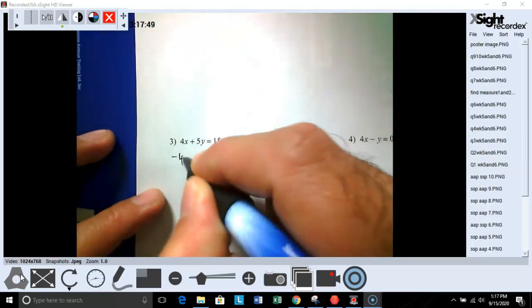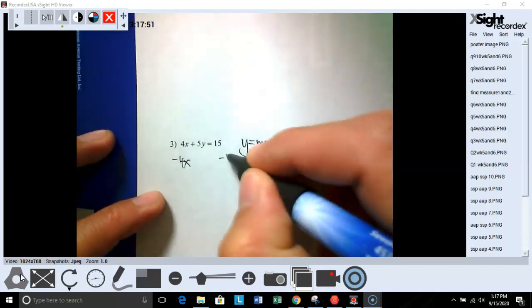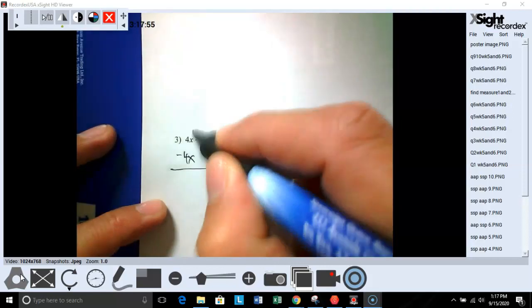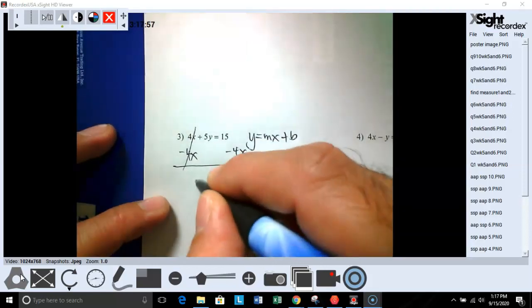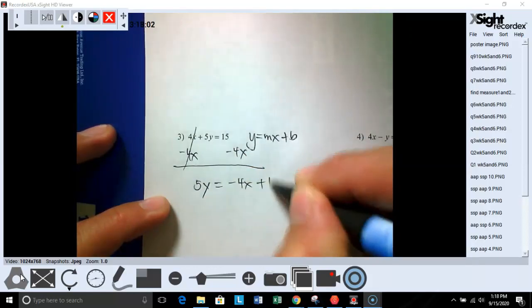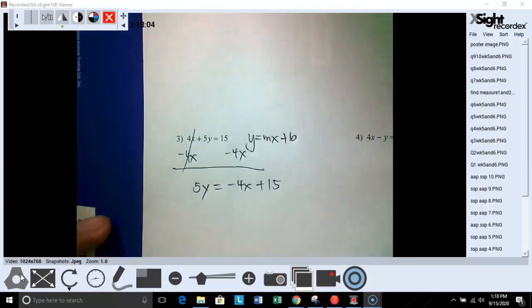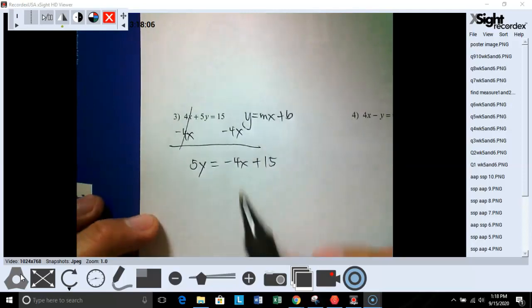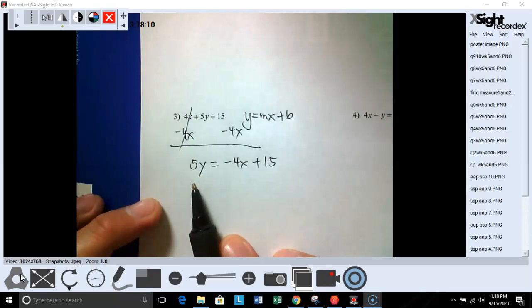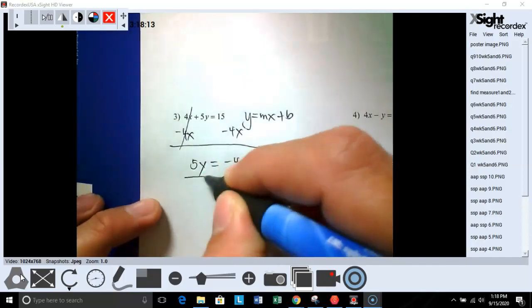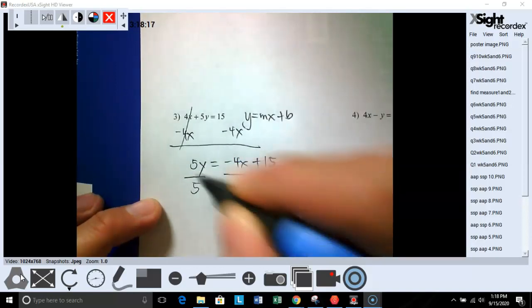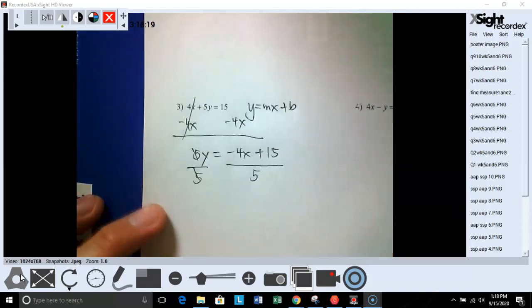So subtract 4x here, subtract 4x on the other side. So that cancels out. What's left is 5y. We're going to arrange it in that way, in that form. Your x first and then your constant. So we still have the 5 here. We're going to divide this by 5. Divide everything by 5. That cancels out.